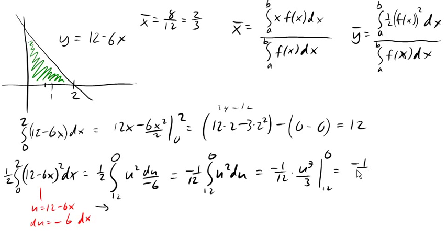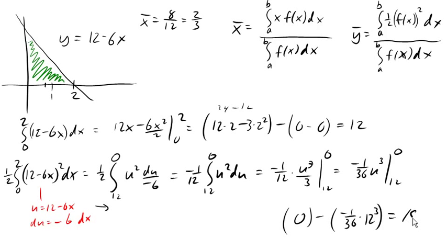So evaluating that, sticking in 0, we're going to get 0. Sticking in 12, we're going to get negative 1/36 times 12 cubed, which is, let's see, that comes out to be 48. So my y bar ends up being 48 over 12, or in other words, 4. So my center of mass ends up right about there.